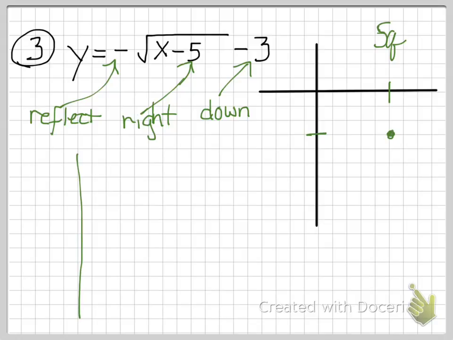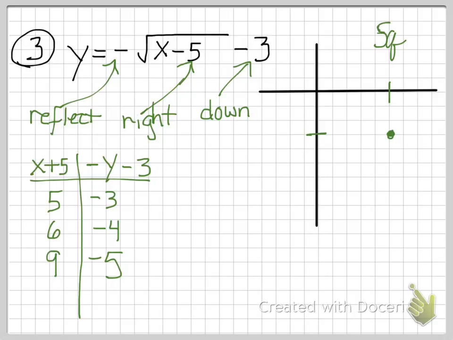If I wanted to do the table, I would do an x plus 5. Remember, it's opposite because it's lying to you. The negative would be in front of the y, and then I would subtract 3. So my table would be 5, 6, 9 for my x's, and negative 3, negative 4, negative 5 for my y's. Let's put those on the graph. Connect the dots to make your curve.